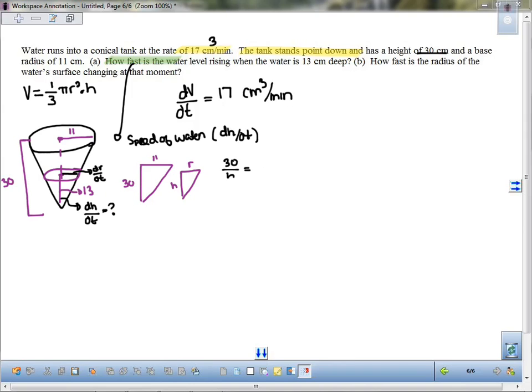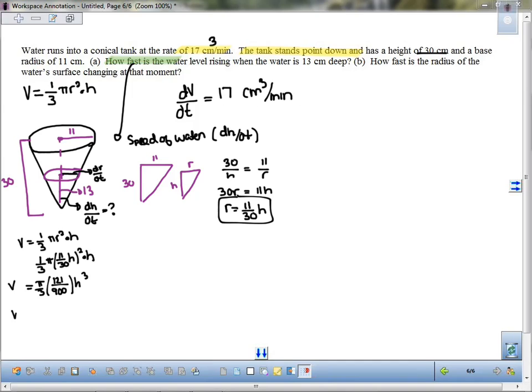So I'm going to have 30 is to h as 11 is to r. I'm going to solve for r, because I want to get rid of r. Then I'm going to substitute r into the volume equation before I take the derivative. I haven't taken the derivative of any of this yet; I'm just simplifying my volume equation.